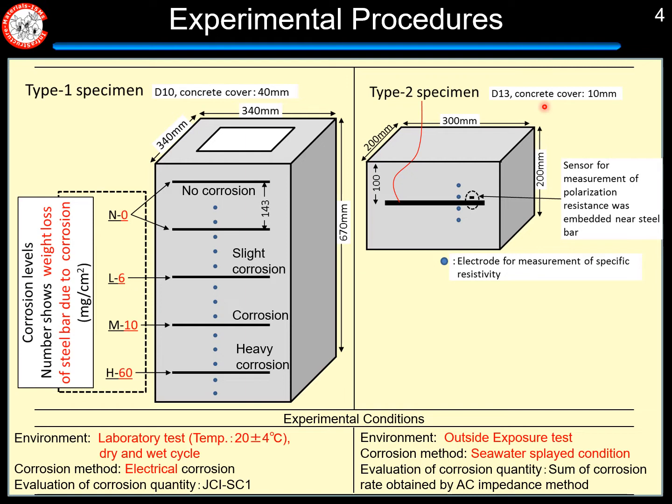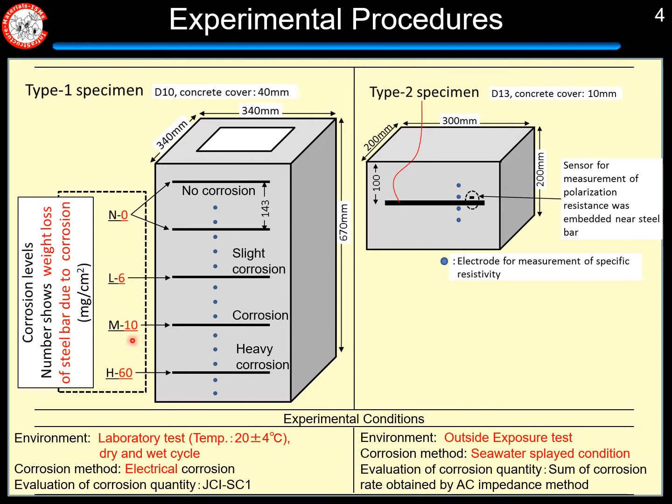This slide shows the outline of the specimen. In this study, two types of specimen were used. In the type 1 specimen, there are 5 steel bars, and each steel bar has a different corrosion situation. These two steel bars have no corrosion, and the second steel bar is slightly corroded. In this case, the weight loss of the steel bar due to corrosion is 6 milligram per square centimeter. The third one is a corroded steel bar.